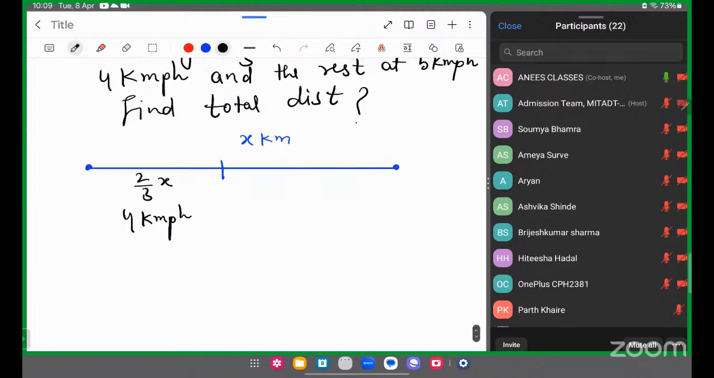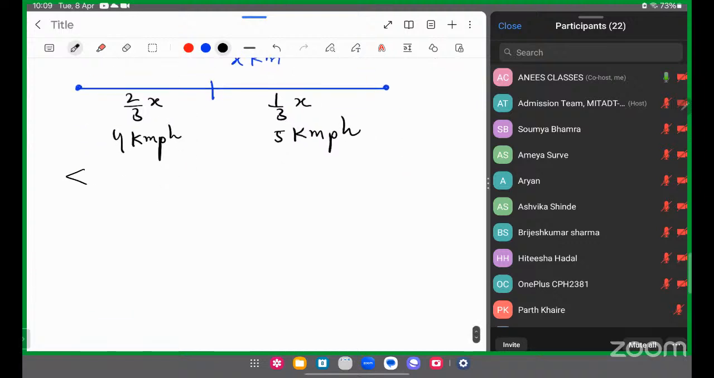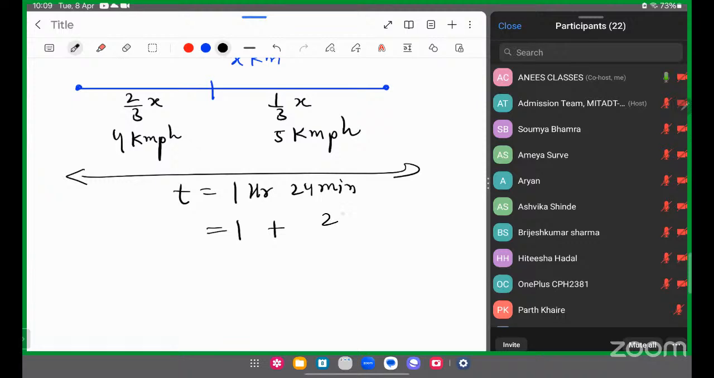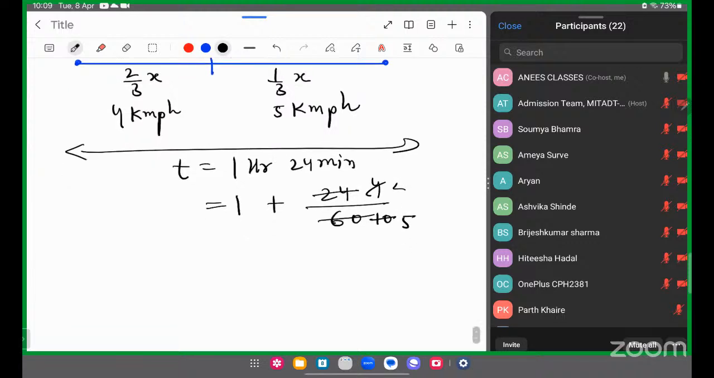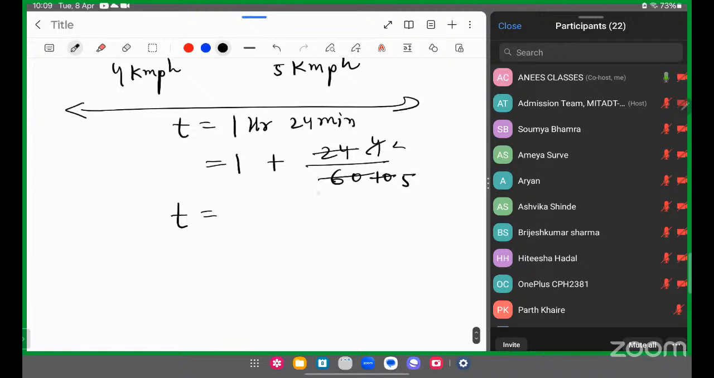What will be the remaining distance? If total distance is x and two-third is covered, we are left with x minus two-third of x, that is 1/3 of x. And this distance is covered by 5 km per hour. To cover the complete distance, overall time taken is 1 hour and 24 minutes. So this will be 1 hour plus 24 minutes divided by 60, that is 2 by 5. So total time in hours will be 7 by 5 hours. Am I right?